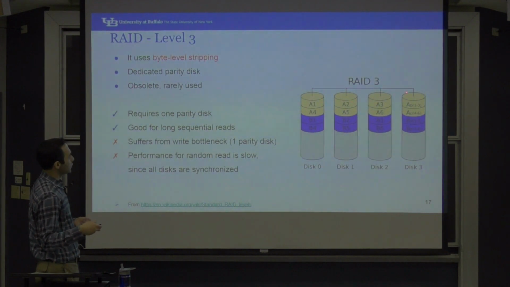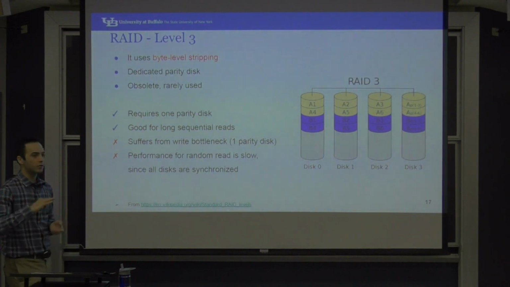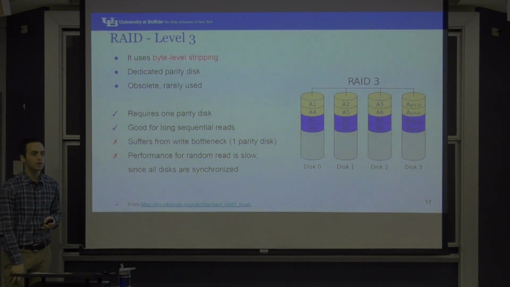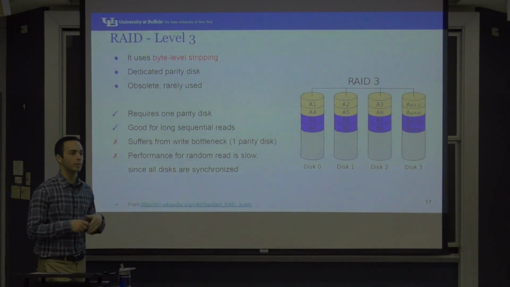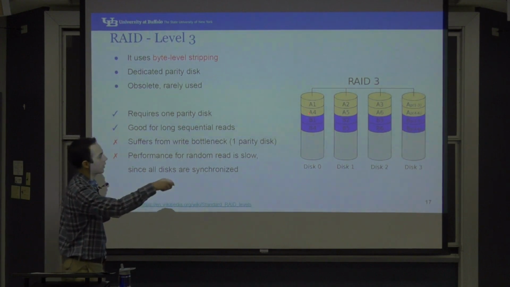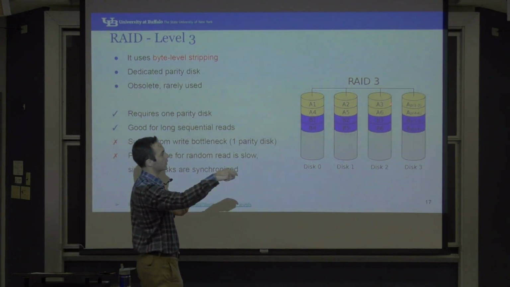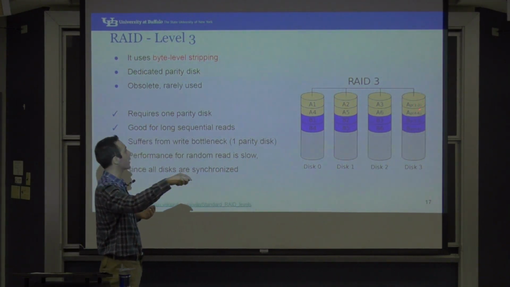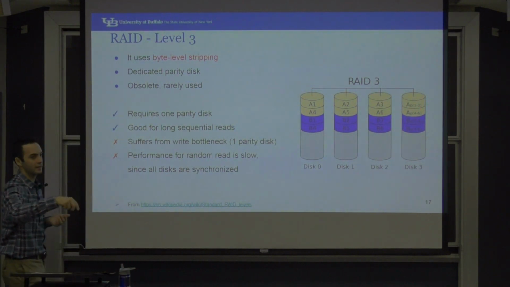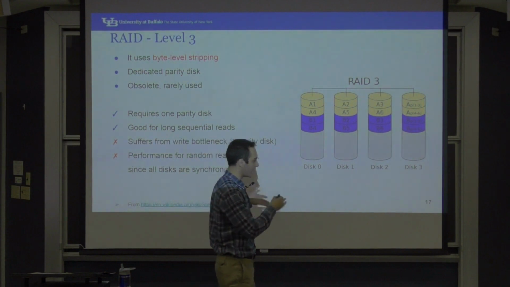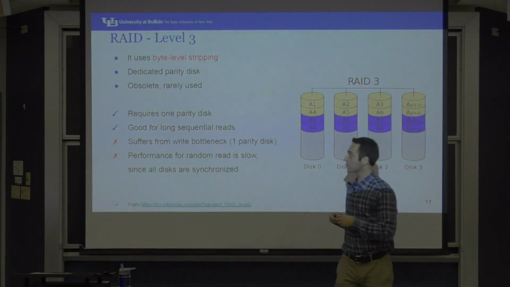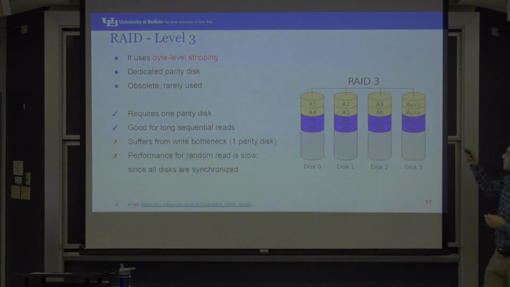Okay, so now RAID 3. RAID 3 is similar to RAID 2, but instead of striping bits, it's actually byte level striping. So it basically stripes some bytes on this, then on this, and then on this. And instead of Hamming code, it uses a parity disk. It only consists of a parity disk, and this disk is specifically dedicated for parity only.